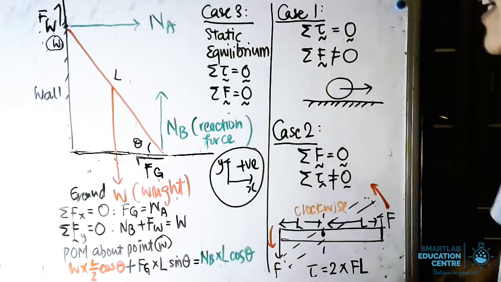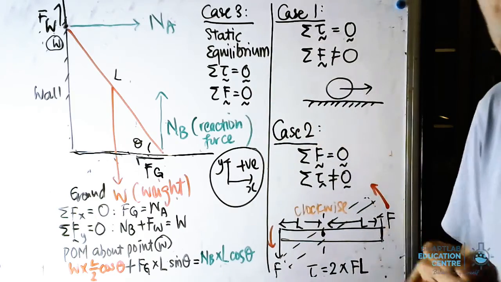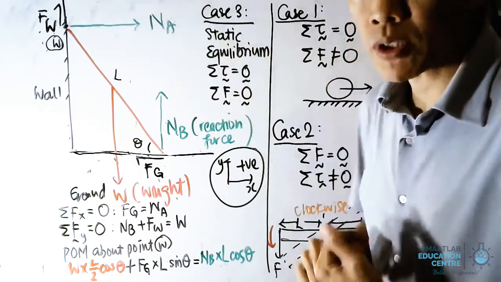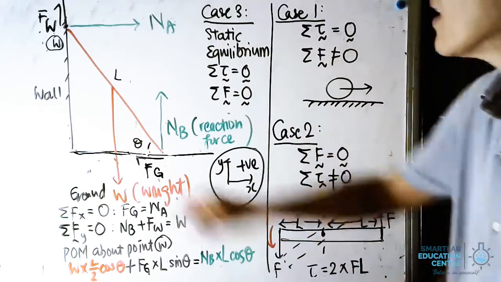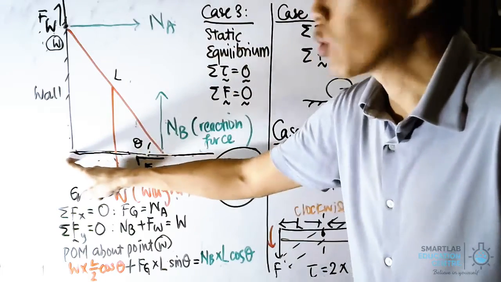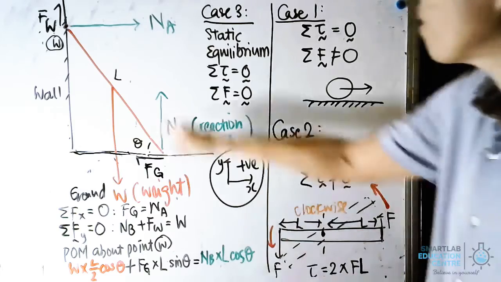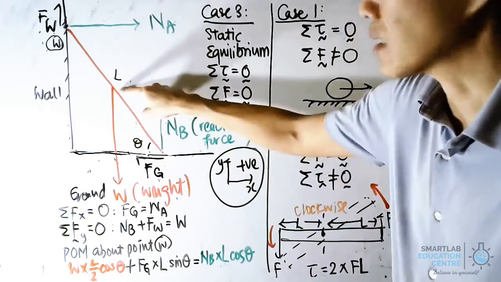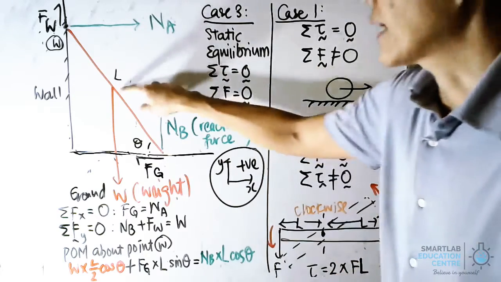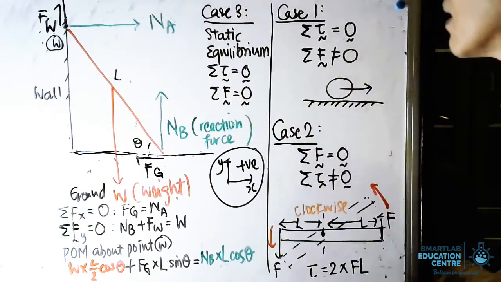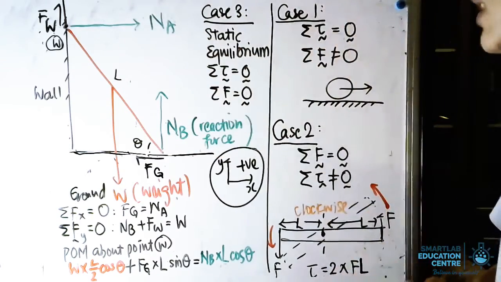Let's take a look at the third case, static equilibrium, where the summation torque is 0 and the net force is 0. The example that we're going to look at is a ladder with a length L, angle theta, sitting with one side on the wall and the other side on the ground. If you were to study the forces acting on the ladder, there will be the weight exerted at the midpoint, L/2, exerted at the CG of the ladder, and the length here will be L/2, here will be L/2 as well.